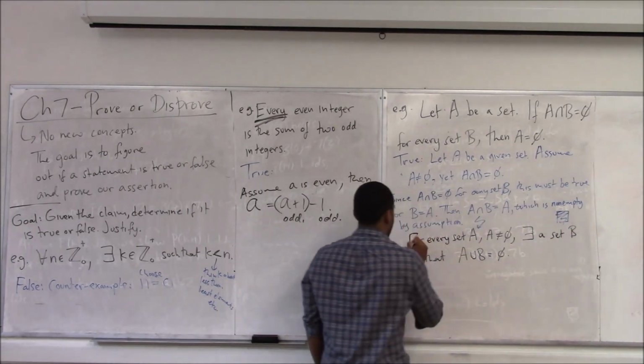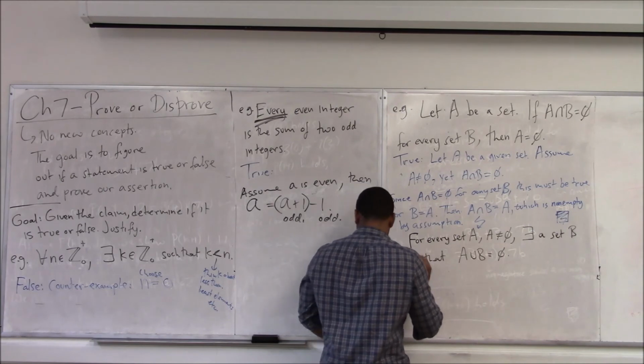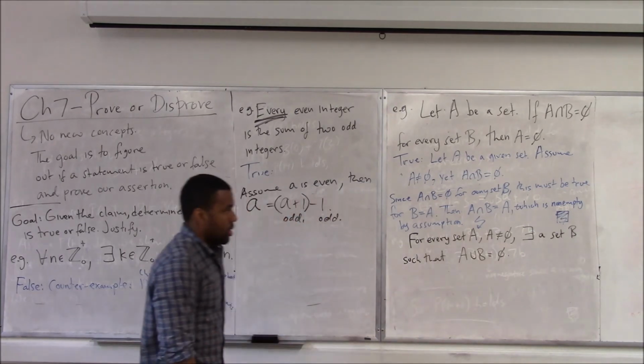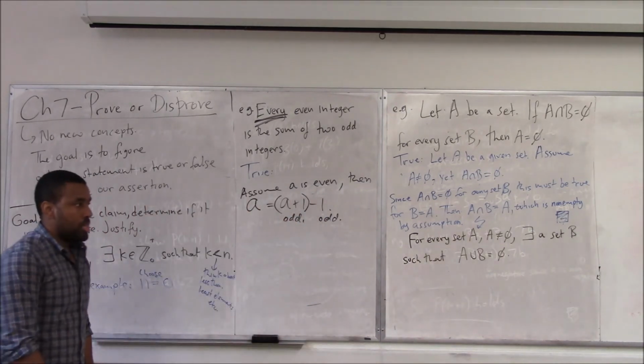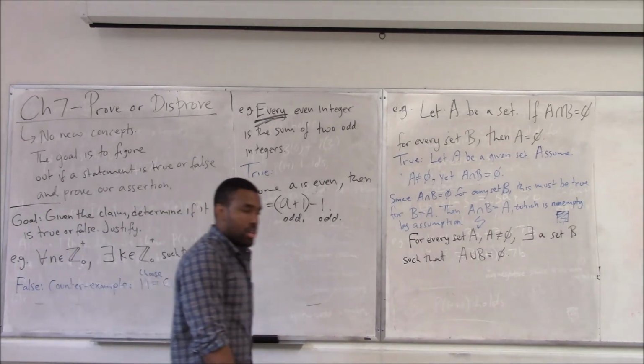What about this one? For every set A that is non-empty, there exists a set B such that the union is empty.